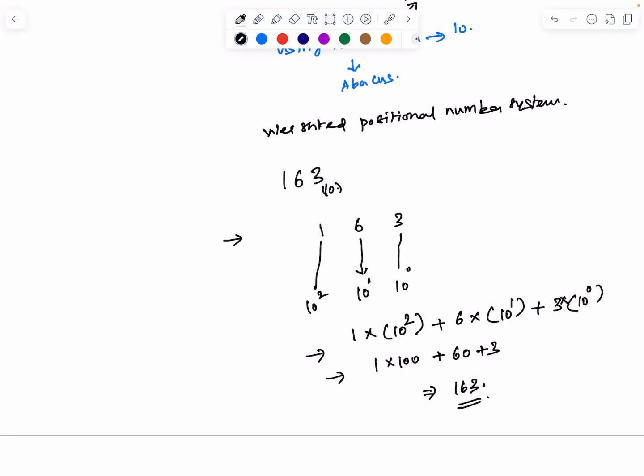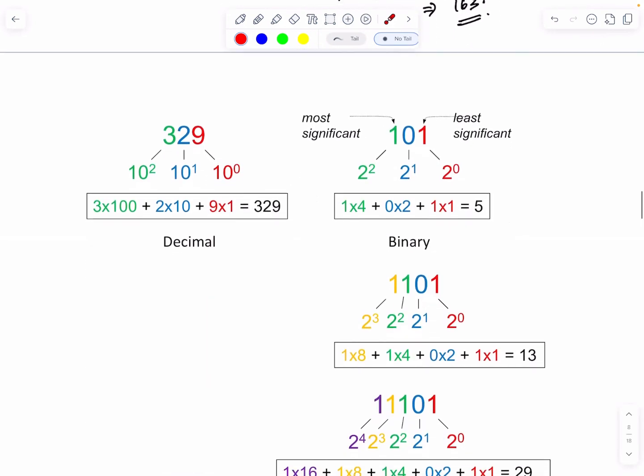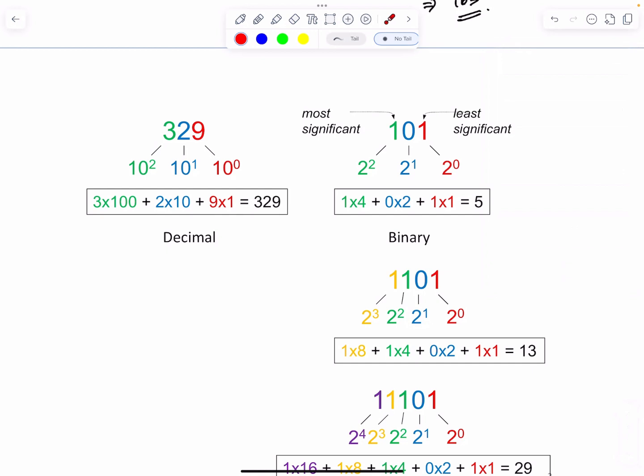I think we all know that, right? This is how the decimal number system works. Say, for example, in this case, that's what I explained here. So we have 329. The red one clearly explains 10 power 0, which is the ones position, and 2 is 10 power 1, and 3 is 10 square, that's the 100 position. So I have 3 hundreds here, 2 tens here, and 9 ones here. The decimal number is 329. Okay, so something like that.